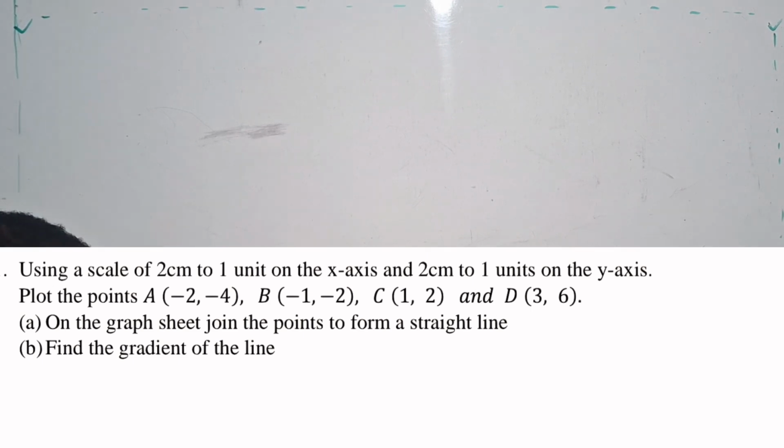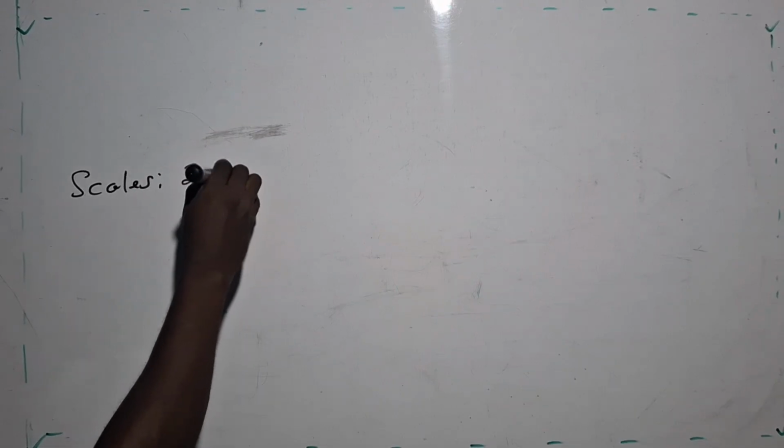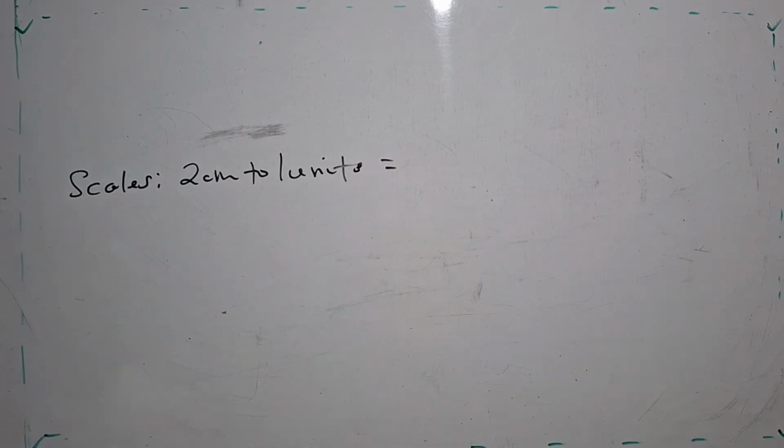Part A says on the graph sheet, join the points to form a straight line. Then in part B, they are saying we should find the gradient of a line. This is a simple question on that. Now in graphs, they normally give us a scale. So when you see 2 centimeters to 1 unit, what does it mean?